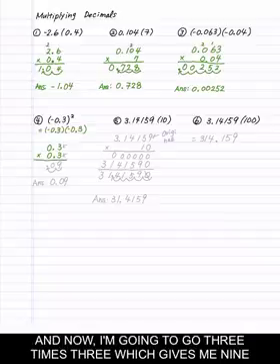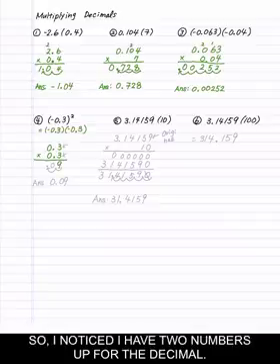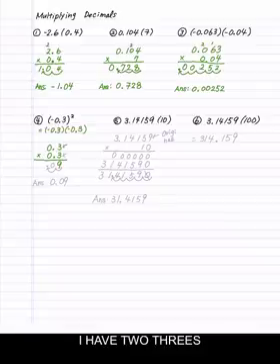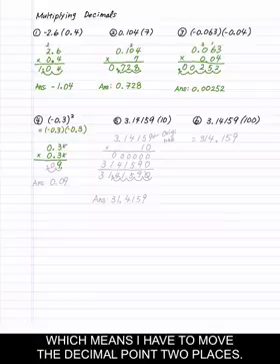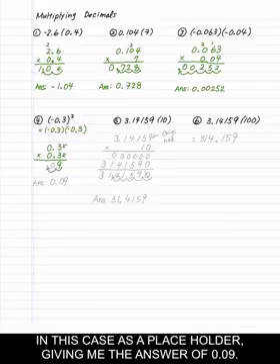And now I'm going to go 3 times 3, which gives me 9. And 3 times 0, of course, is 0. So I notice I have 2 numbers after the decimal. I have 2 3s, which means I have to move the decimal point 2 places. And I'm going to have those extra 0, or just 1 extra 0 in this case, as a placeholder, giving me the answer of 0.09.